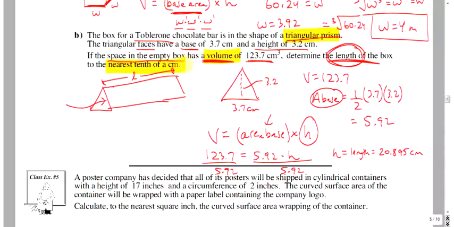Nearest tenth of a centimeter. Okay, what's this in tenths? Bailey? 20.9, yes. Okay, length 20.9 centimeters. Okay.